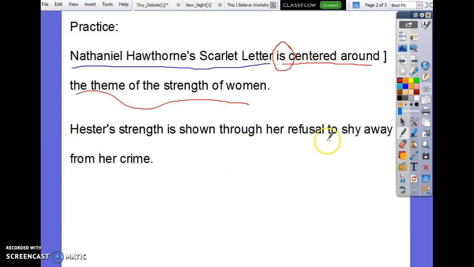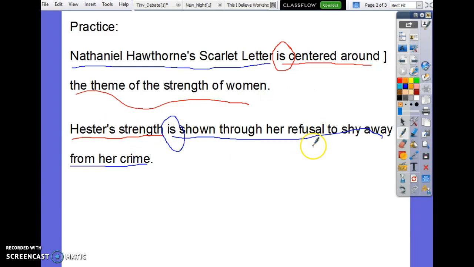Okay, let's take a look at the second example. Hester's strength is shown through her refusal to shy away from her crime. Think for a second, what is the subject? Okay, the subject here, the who or the what, is Hester's strength. And then your predicate is going to be the what about it: is shown through her refusal to shy away from her crime. Again, notice the verb is in the predicate. So who or what, and what about it?